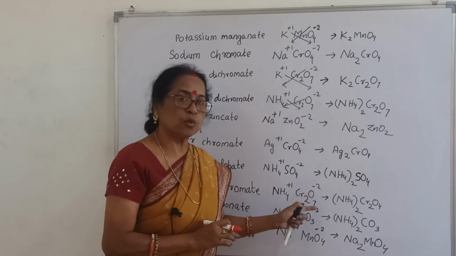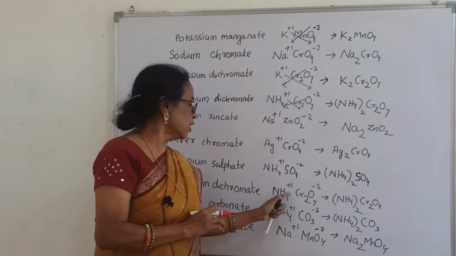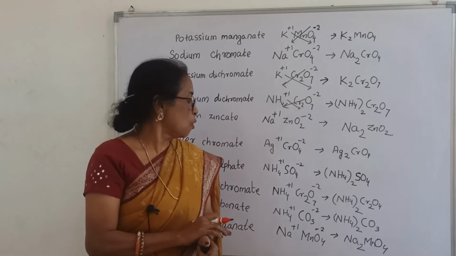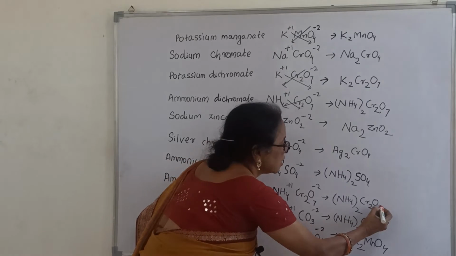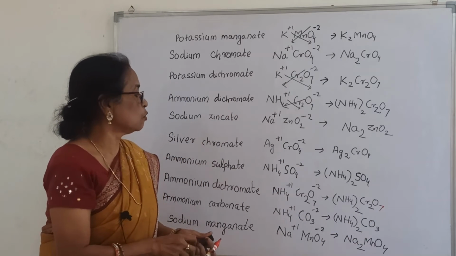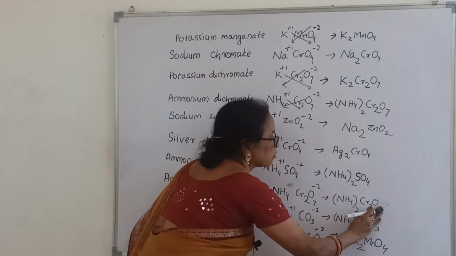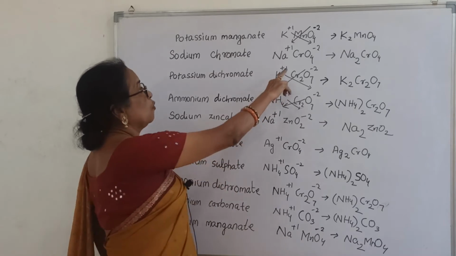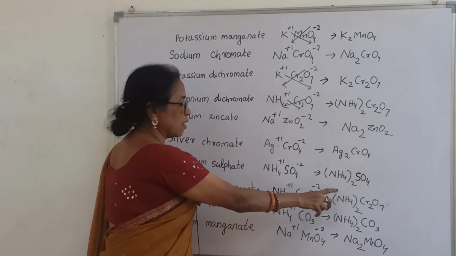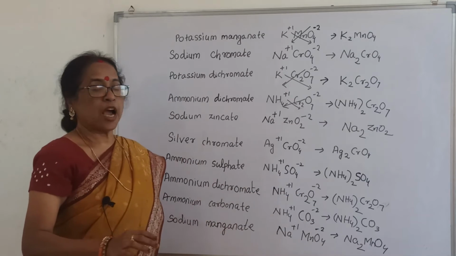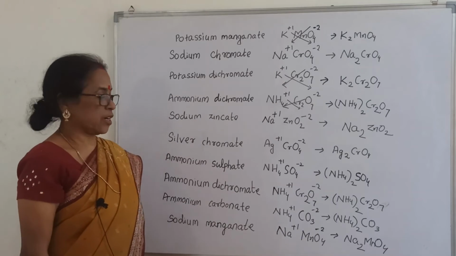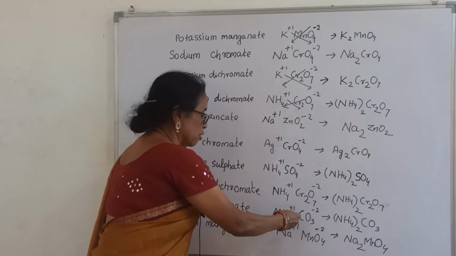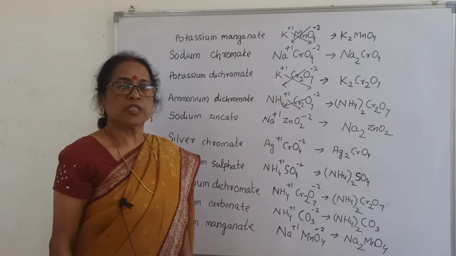Then come to ammonium dichromate. Dichromate I told is Cr2O7 minus 2, and 2 will come here, 1 will go there. That means here NH4 whole 2 Cr2O7, sorry it is not 4, it is 7. Cr2O7 means dichromate, and CrO4 means chromate. So Cr2O7 is called ammonium dichromate. Ammonium carbonate, same. Ammonium NH4 plus 1, carbonate minus 2. So 2 will come here. It is NH4 whole 2 CO3.